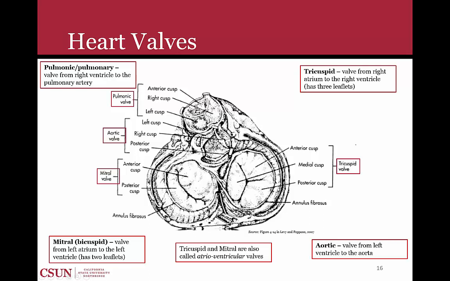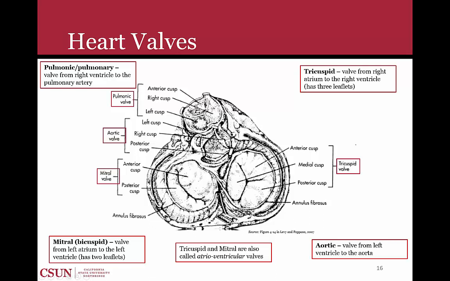Here you have the mitral valve, which is basically the bicuspid valve. That's the one with two leaflets, and it connects the left atrium to the left ventricle. And then on the right here you have the tricuspid valve, again the three leaflets, and that connects the left atrium to the left. I'm sorry, the right atrium to the right ventricle. All right, so that's basically how they look. So you can see the difference.